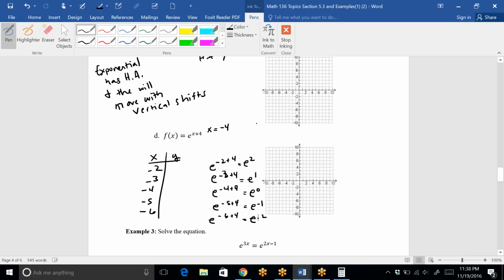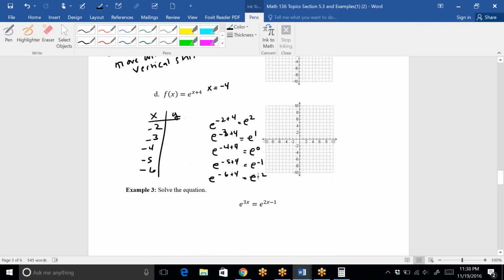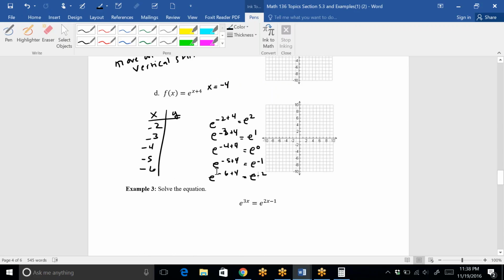We already know the answers for all of these from up above, when we did the first graph. So the negative 2 power was 0.14, so that matches with this one.